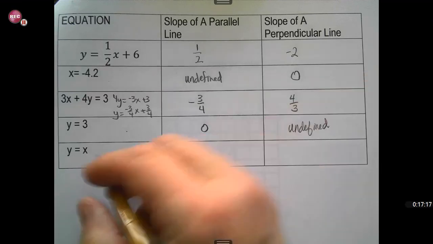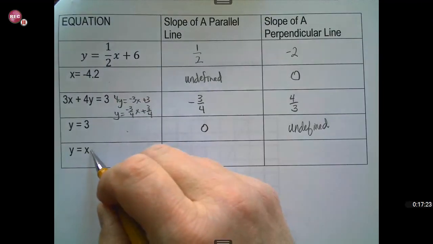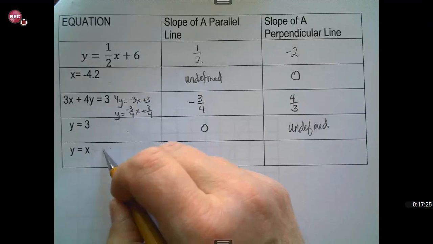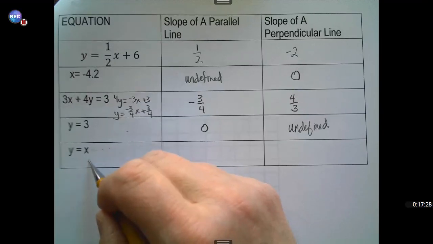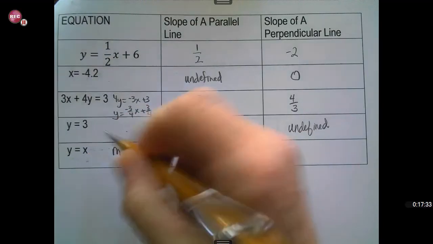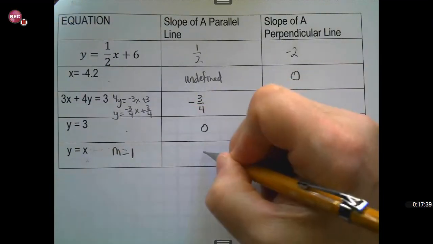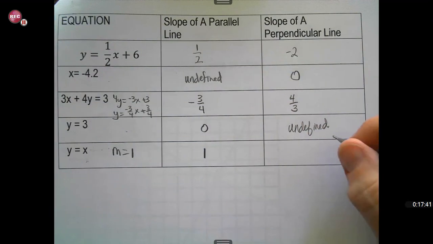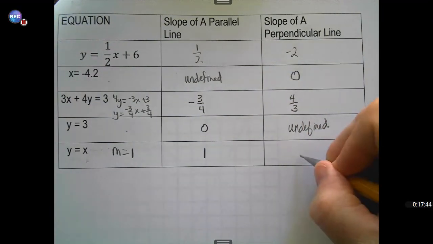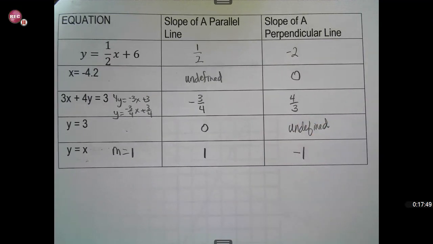And lastly, sometimes this confuses students because there's no plus b out here. The plus b is 0. This line goes through the origin, okay? And so the slope of this line is what's in front of x, which is 1. So the slope of the line parallel to it is 1, and the slope of the line perpendicular to it would be the opposite reciprocal of 1, which is -1. The reciprocal of 1/1 is 1/1, and then the opposite, so negative.